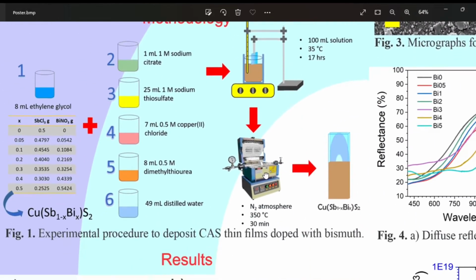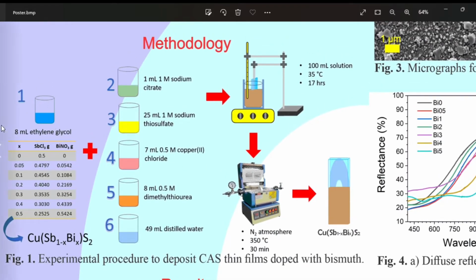Methodology. The methodology consisted of making baths with different amounts of bismuth nitrate to obtain the desired stoichiometry formula. A specific sequence of reagents was added until 100 milliliters of solution was obtained. Subsequently, the previously washed glass substrates were immersed in the bath for 17 hours at 35 Celsius degrees. Finally, a thermal treatment was carried out at 350 Celsius degrees in a nitrogen atmosphere for 30 minutes.